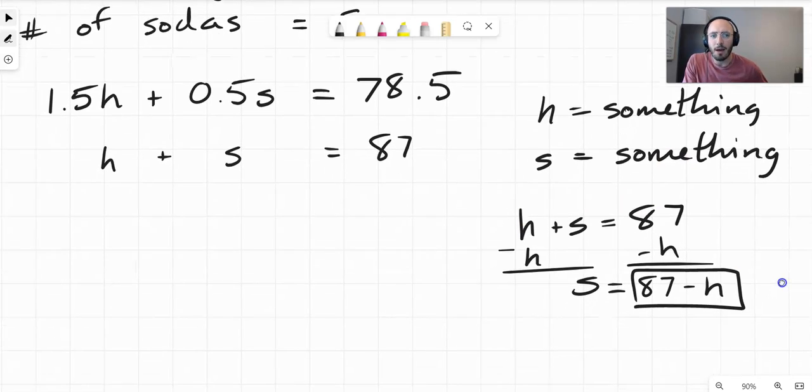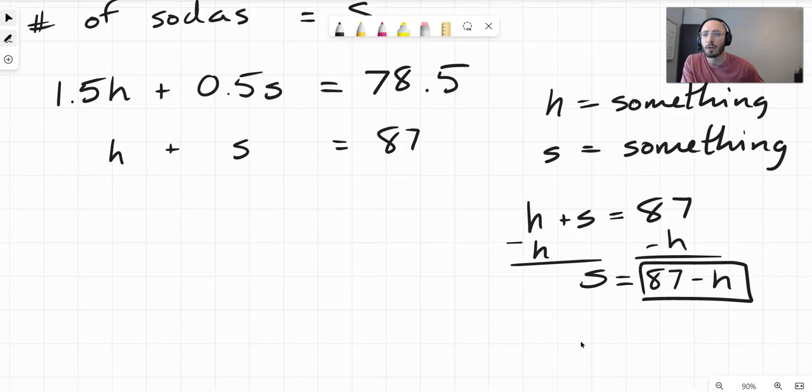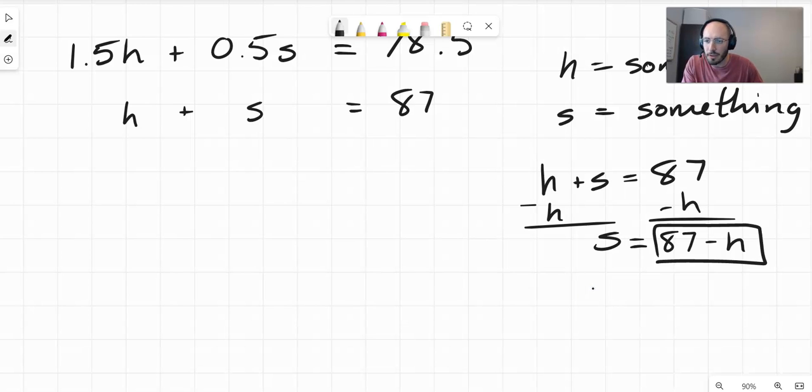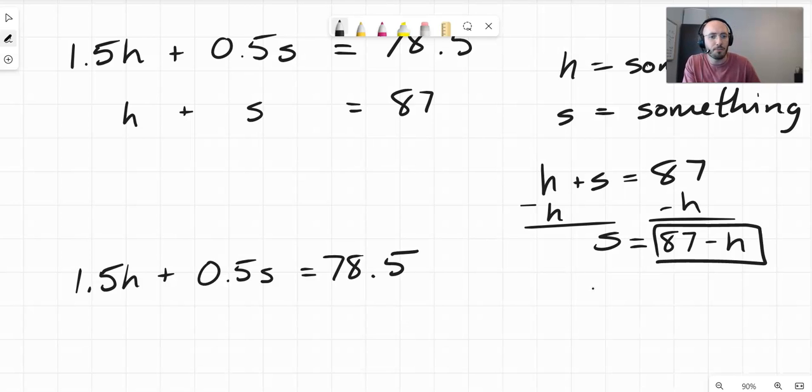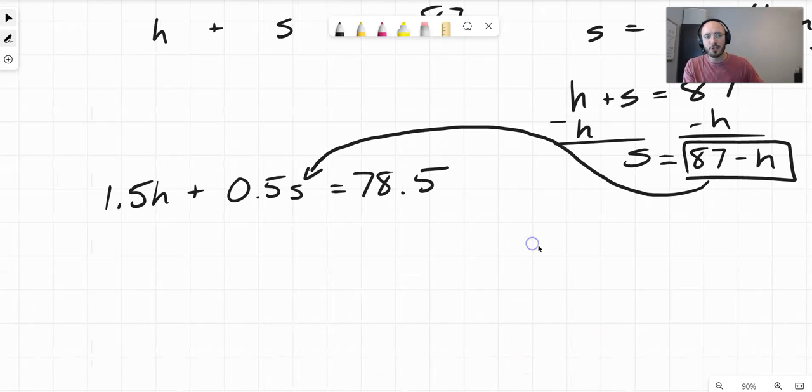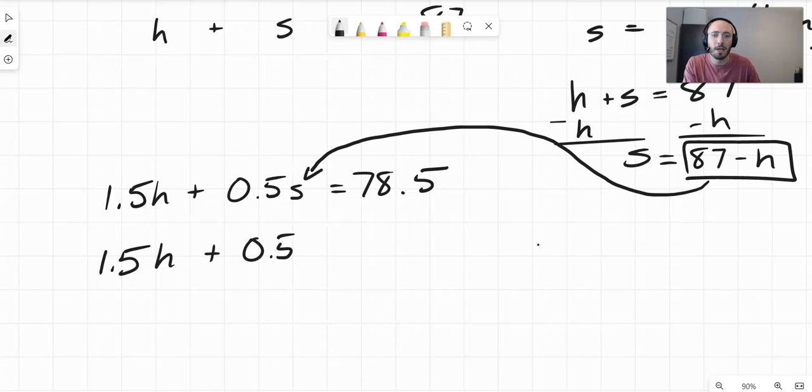And so now I'm going to take that expression, go to my other equation, the first equation, and substitute that expression in anywhere I see that variable s. So let's look at what that looks like. My first equation here is 1.5h plus 0.5s equals $78.50. So I'm going to take this expression that I found for s, bring it all the way over here, and substitute that in for s. And so my equation is now going to look like 1.5h plus 0.5 times, not s, but this expression that we found for s, 87 minus h, and that equals 78.5.